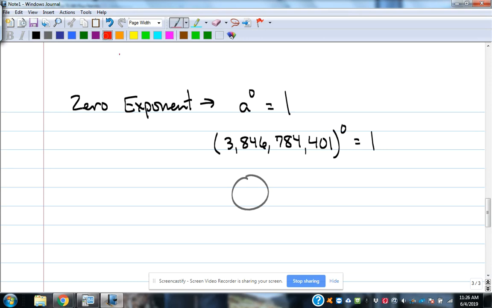MLB draft started last night. I'm a baseball guy, so you take a baseball to the 0 power, it's 1. Anything you raise to the 0 power is 1, always.